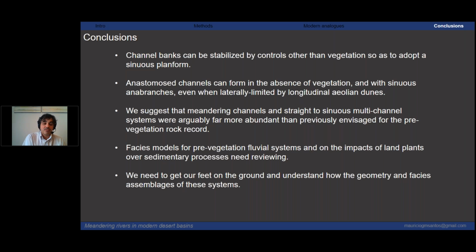Models for the pre-vegetation rock record, facies models for pre-vegetation fluvial systems, and the impacts of land plants over sedimentary processes need reviewing, and we need to get our feet on the ground to understand what the geometry and facies assemblages are in these systems.